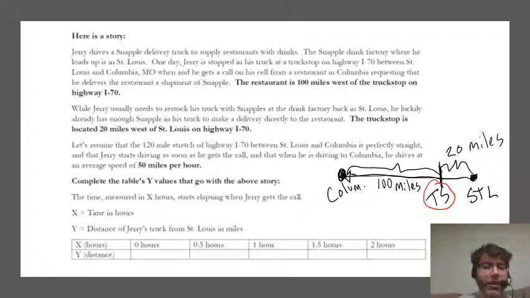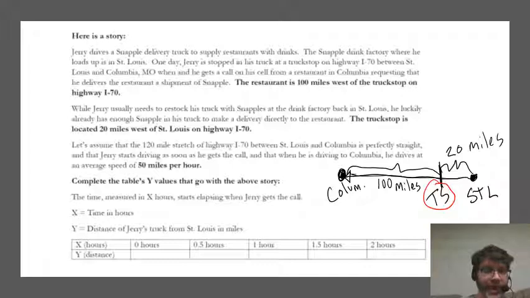Okay. So let's assume that the 120-mile stretch of highway I-70 between St. Louis and Columbia is a perfectly straight highway, and that Jerry starts driving as soon as he gets the call, and that when he is driving to Columbia, he's driving at an average speed of 50 miles per hour. Complete the table's Y values that go with the above story.